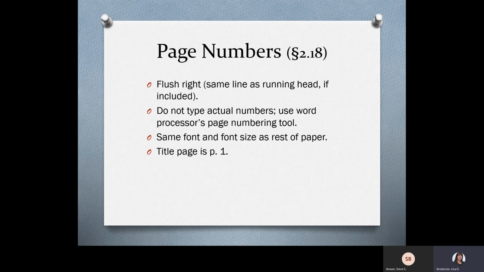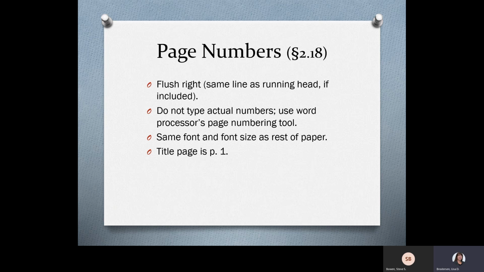Okay, so page numbers then have to be flush right, and that means they're aligned right, so they're positioned on the very right side of the document header. They're on the same line as the running head if a running head is included. And you shouldn't ever just type numbers to create page numbers. You need to use your word processor's page numbering tool.